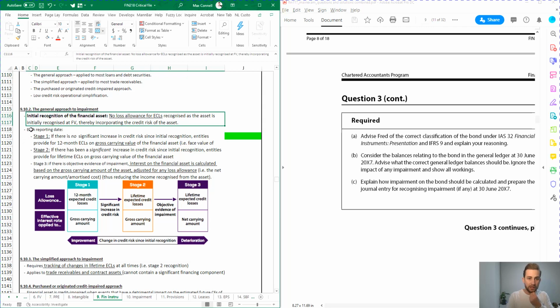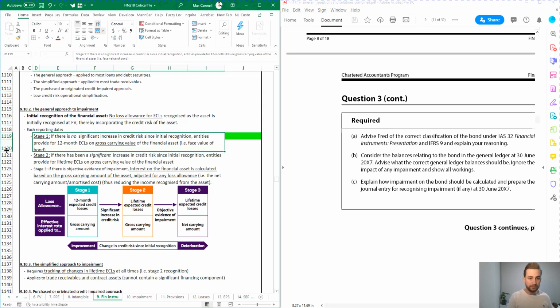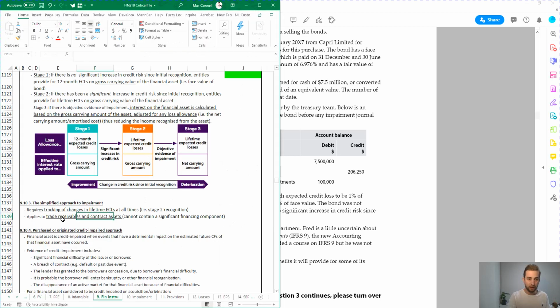Now the general approach to impairment. Under the general approach, under stage 1, if there is no significant increase in credit risk since initial recognition, entities provide for 12 months ECLs on a gross carrying value of the financial assets, i.e. the face value of the bond. So what that means is, because there's no significant credit risk, we need to look in the question and look at what the 12-month expected credit loss will be, and then apply it against the face value of the loan.